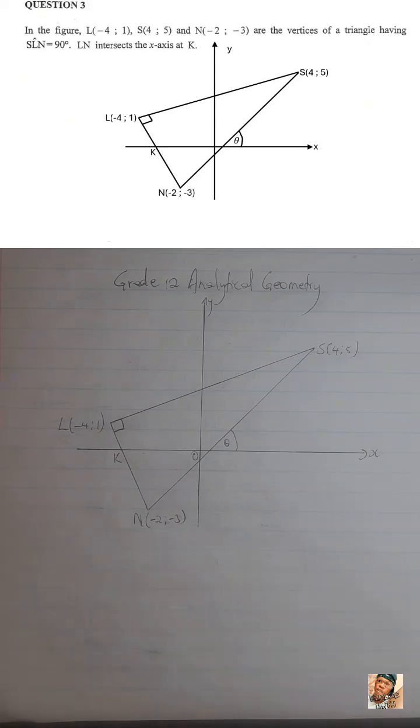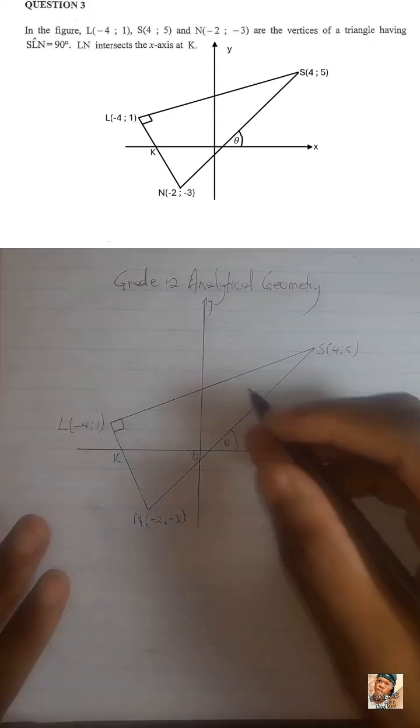So we also need to take note of stuff like that. And also parallel lines have the same gradient, the gradient is equal, and the product of the gradients of perpendicular lines gives us -1. So we need to take note of stuff like that.